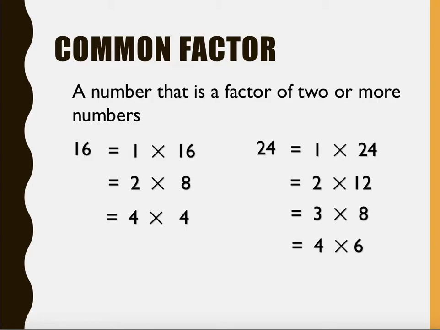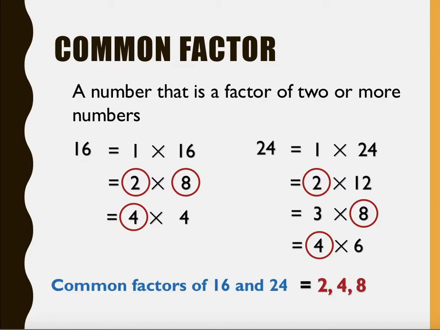Now can you identify the common factors between these two numbers? Yes, they are 2, 4 and 8. So the common factors here are 2, 4 and 8. Normally when we write the common factors, we always write them in increasing order, from smaller to largest.